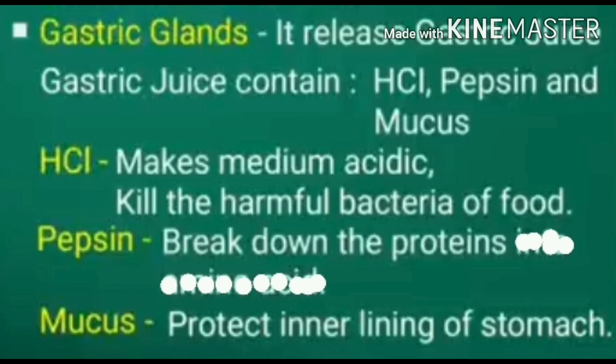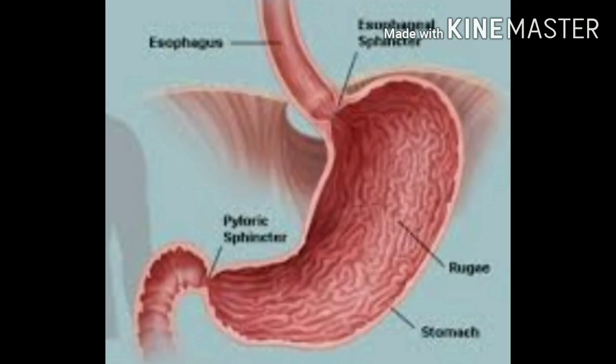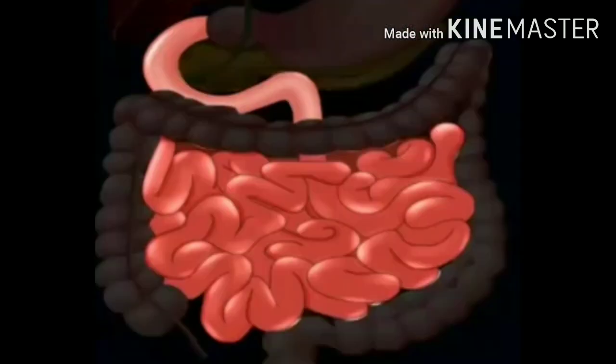Digestion of protein begins in the stomach. Pepsin, the enzyme, breaks down proteins into peptones. The exit of food from the stomach is regulated by a sphincter muscle, which releases it in small amounts into the small intestine. From the stomach, the food now enters the small intestine.